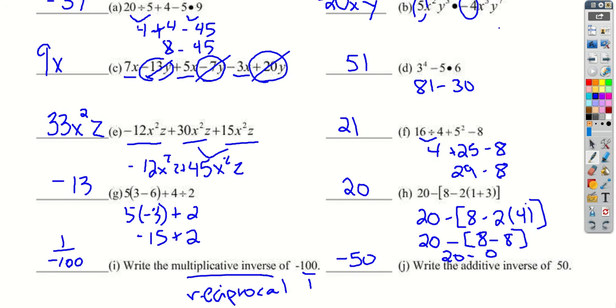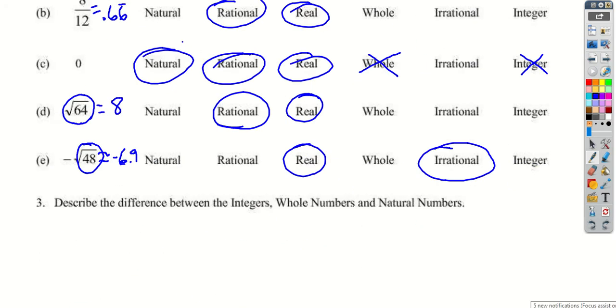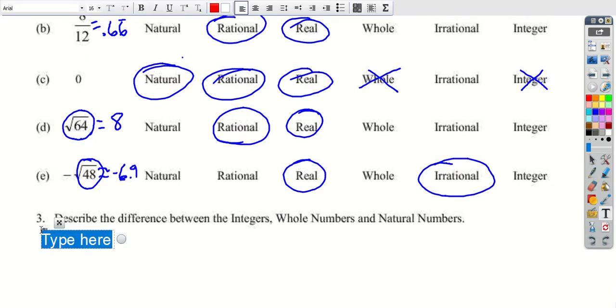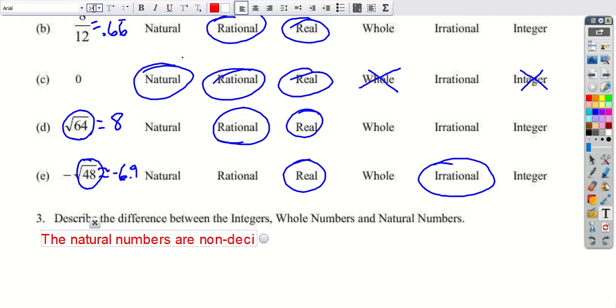Describe the difference between the natural numbers, integers and whole numbers. For this one, we'll start with the smallest one first. The smallest one we have are the natural numbers. The natural numbers are non-decimal numbers greater than 0. We could also say they're positive numbers, and they're bigger than 1, so they're non-decimal positive numbers greater than 0. If you want to say that, you can.